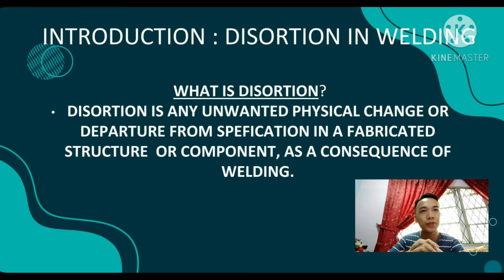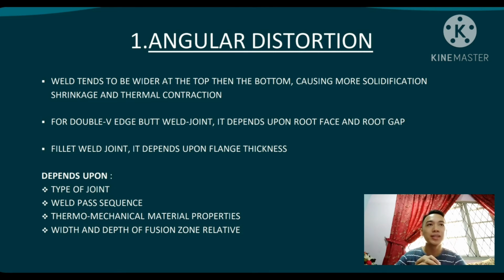So now let's move on to the second one, which is introduction for distortion in welding. What is distortion? Distortion is any unwanted physical change or departure from specification in a fabricated structure or component as a consequence of welding. So let's talk about angular distortion. Weld tends to be wider at the top than the bottom, causing more solidification shrinkage and thermal constriction.